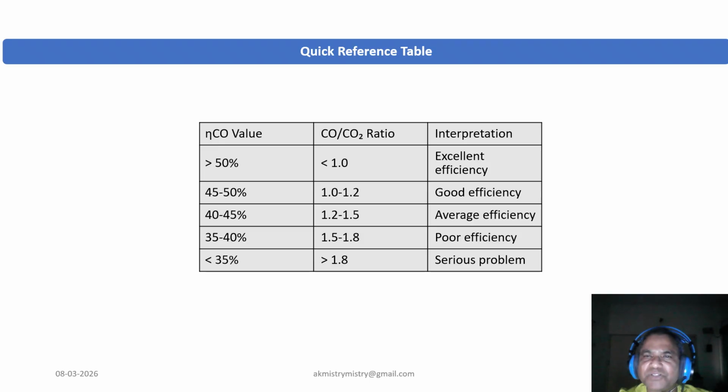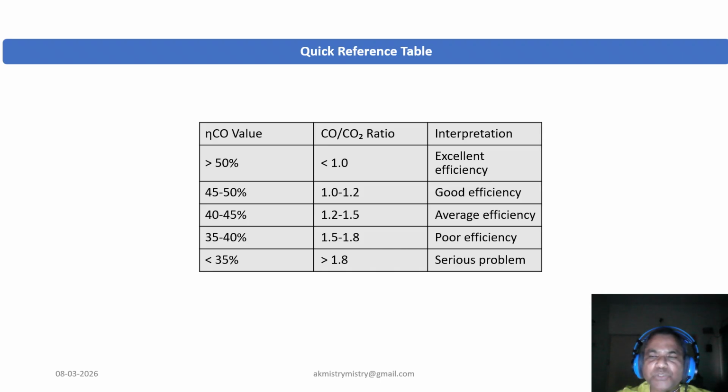As the efficiency drops, the eta CO number falls and the CO/CO2 ratio climbs. A ratio between 1.0 and 1.2 is still good. Between 1.2 and 1.5 is average. Between 1.5 and 1.8 is poor, and anything above 1.8 with eta CO below 35% signals a serious problem in the furnace. So we are essentially wasting our reducing gas and our coke. Keep this benchmark in mind. It's your reference for a healthy furnace.